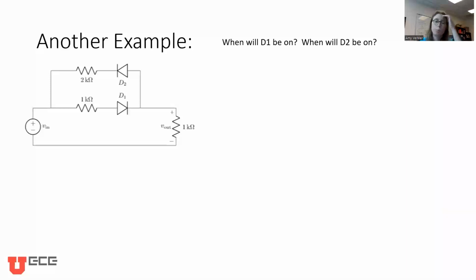Let's look at one more example. When will diode 1 be on and when will diode 2 be on? So first of all, we need to know the forward voltage of both of these diodes. They don't have LED light emitting symbols on them. So we're going to assume these are just standard diodes with a forward voltage of 0.7 volts.